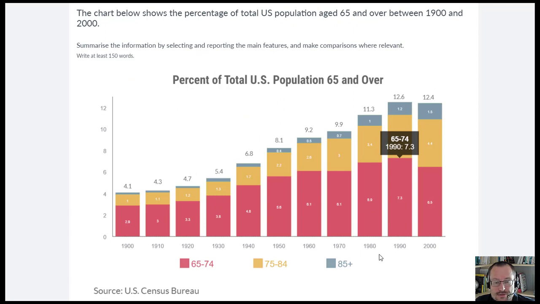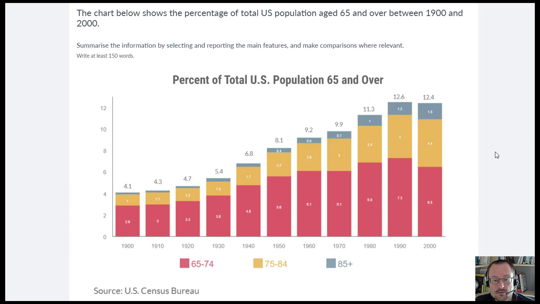All right, and now it's time to do the general overview. So we got to summarize the 3 patterns that we're going to discuss. Information proceeds from general to specific. So I would start by talking about this number at the top, which is the total percentage of the population that these 3 groups constitute. So we'll start with that.